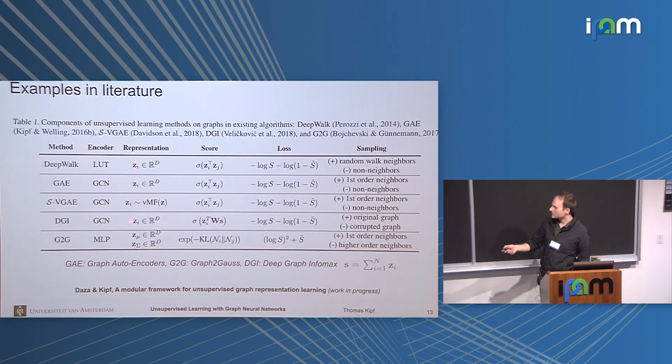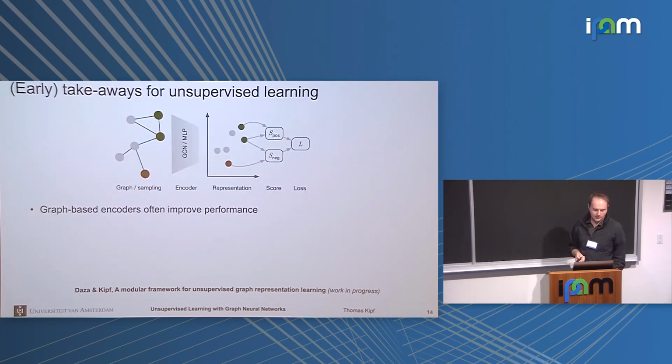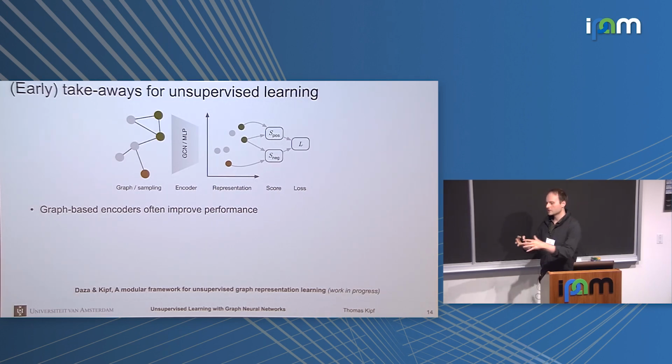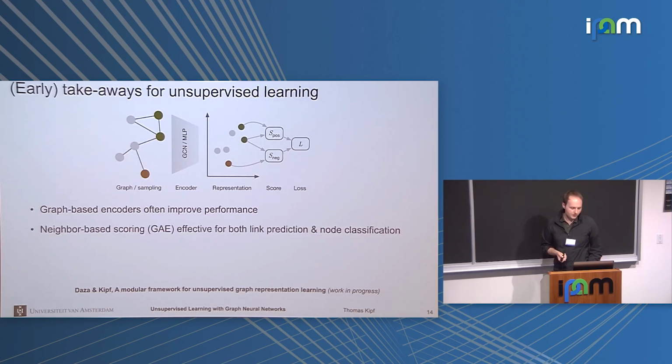But in the end, you could switch out parts of these frameworks and then compare them against each other. And that's something we've done. It's not published yet, but we have some early takeaways. Essentially, what we found is that graph-based encoders do very often improve performance. If you use an MLP versus local patches to encode nodes into the space, very often a patch encoder wins against simple MLP encoders. And also, neighborhood-based scoring is very effective for link prediction especially, but you can also use it for node classification.